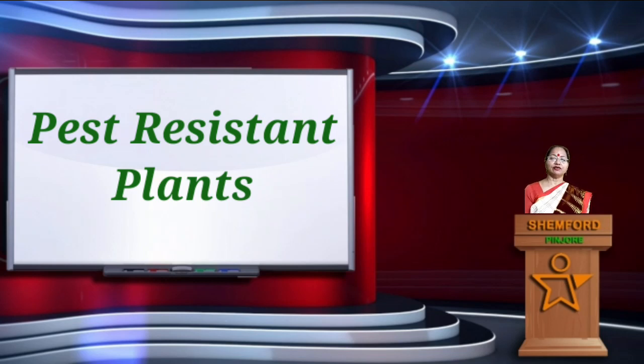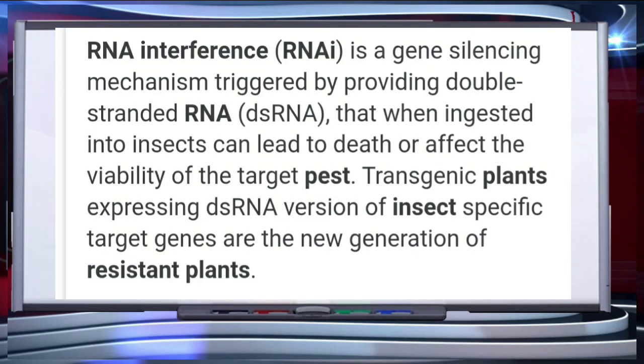In this presentation, we will be talking about pest resistant plants. Pest resistant plants are developed by using biotechnological processes. RNA interference is a gene silencing mechanism triggered by providing double stranded RNA that, when ingested into insects, can lead to death or affect the viability of the target pest. Transgenic plants expressing double stranded RNA version of insect specific target genes are the new generation of resistant plants.